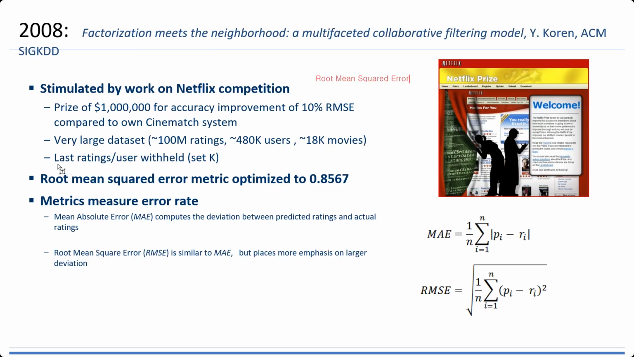And the last ratings of users, we have the set of K. So you can see this is the result from the paper. The root mean square error optimized to 0.8567. So we will learn later about some metrics. We can see the MAE, we can see the RMSE. Those kind of things are the metrics for the recommendation system.